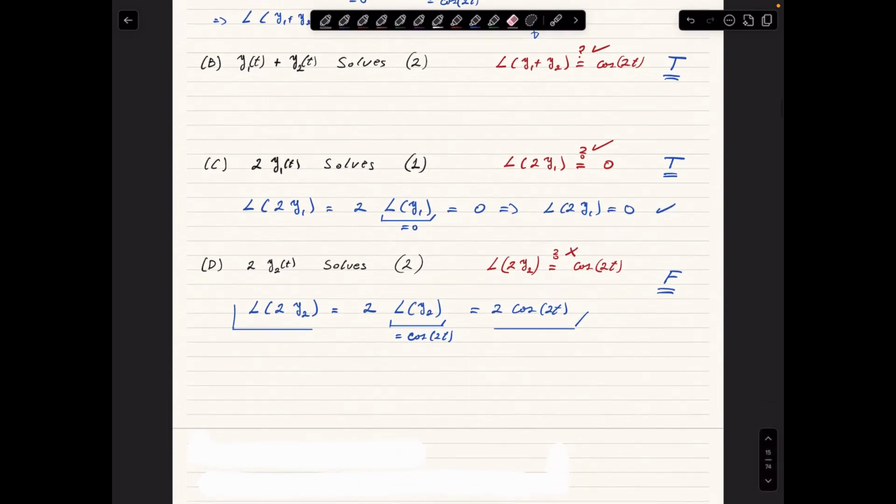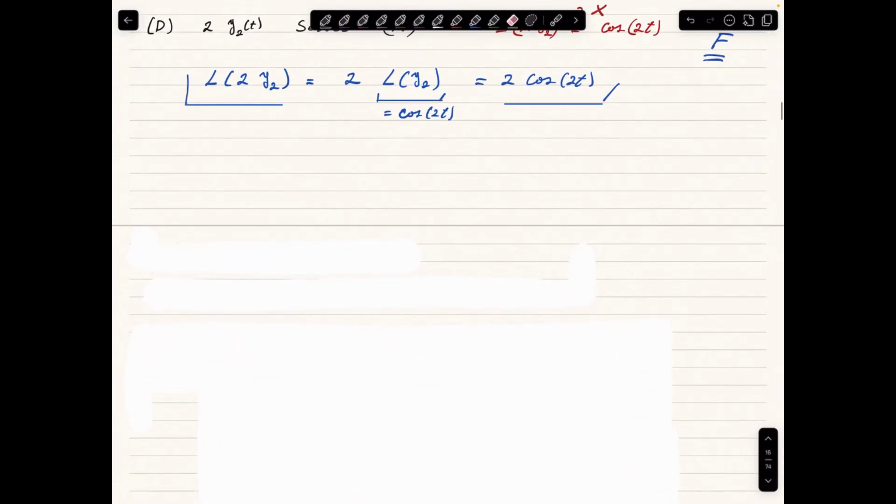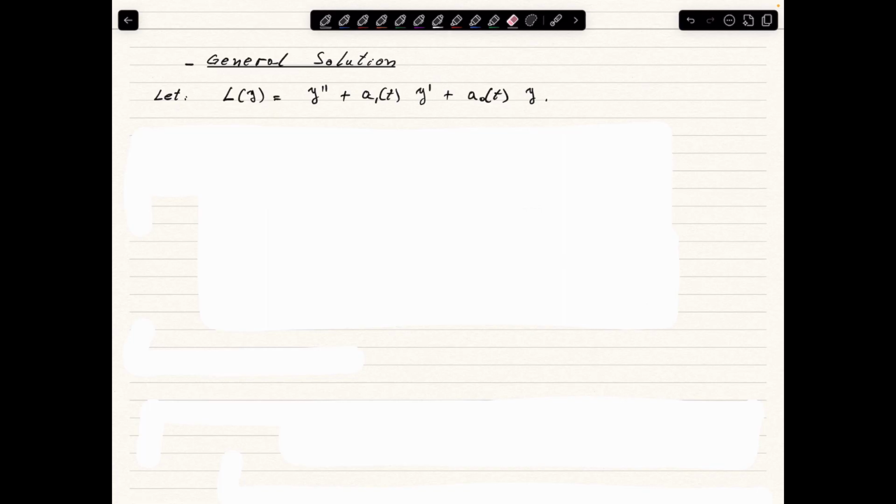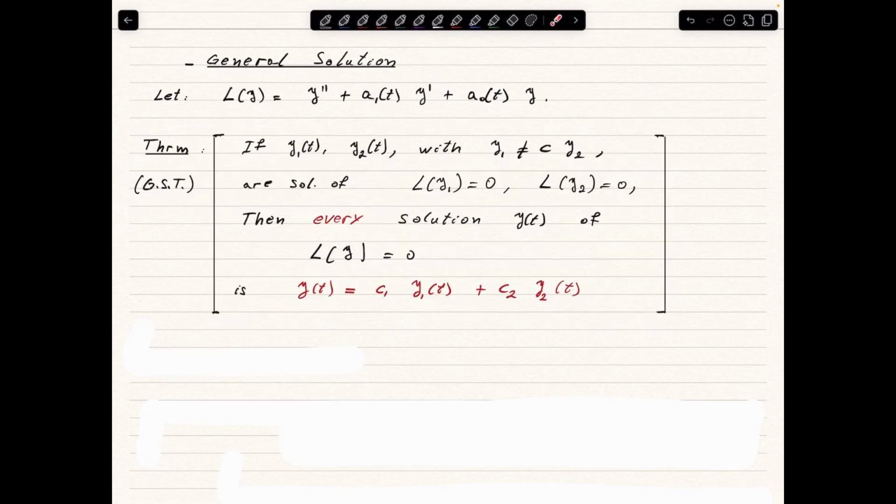We want to end this video talking a little bit about what is called the general solution theorem. So again, we have our linear operator as usual, and the theorem says the following. If you have y1 and y2, two functions which are not proportional to each other, and these functions are solutions of the homogeneous equation, then every other solution of the same equation has to be a linear combination of these two. So that is the general solution theorem.